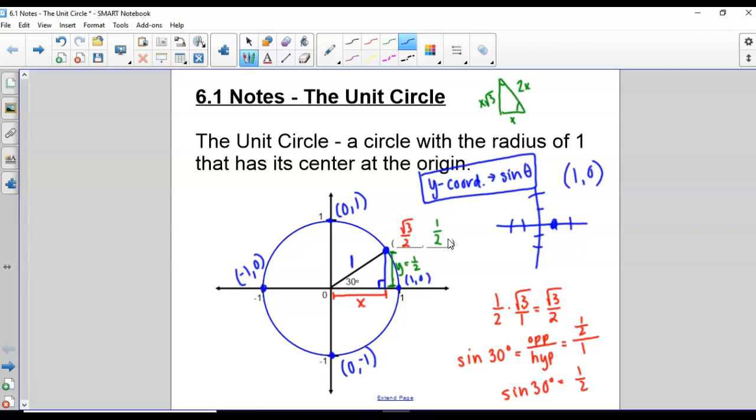We don't necessarily have to know it because our calculators won't do it, but we do have to know it for some logical reasons. The x-coordinate, we could do something similar over here. For the x-coordinate, if I wanted to know cosine of 30 degrees, cosine is adjacent over hypotenuse, which in this case would be square root of 3 over 2 over 1. So cosine of 30 degrees is square root of 3 over 2. So if we want to know cosine, we can just look at the x-coordinate. So the x-coordinate is cosine of theta.